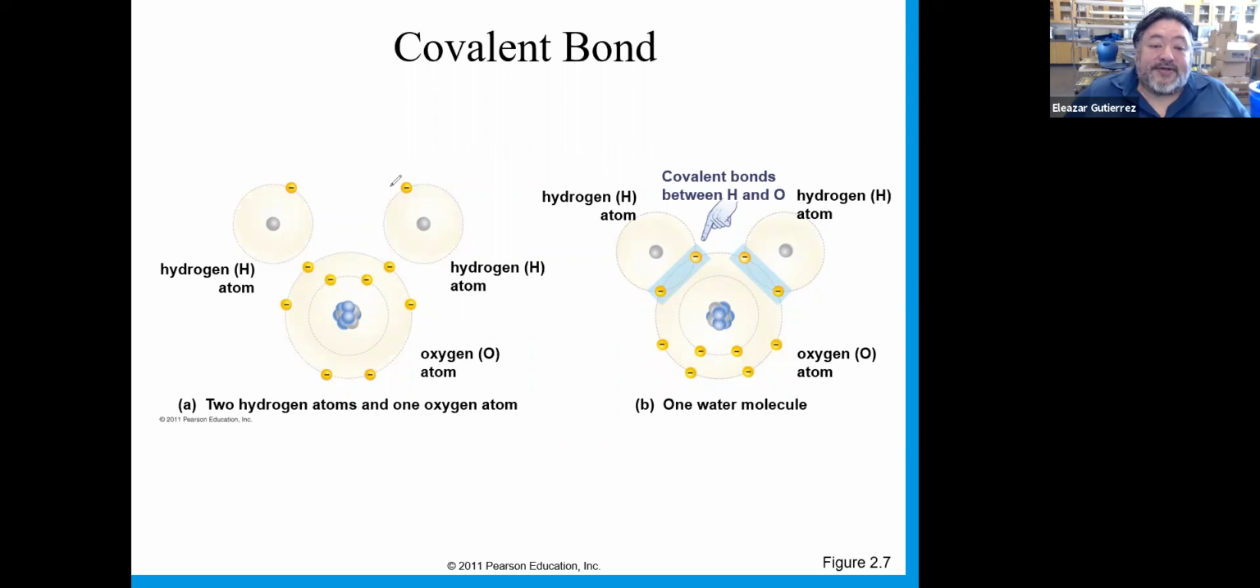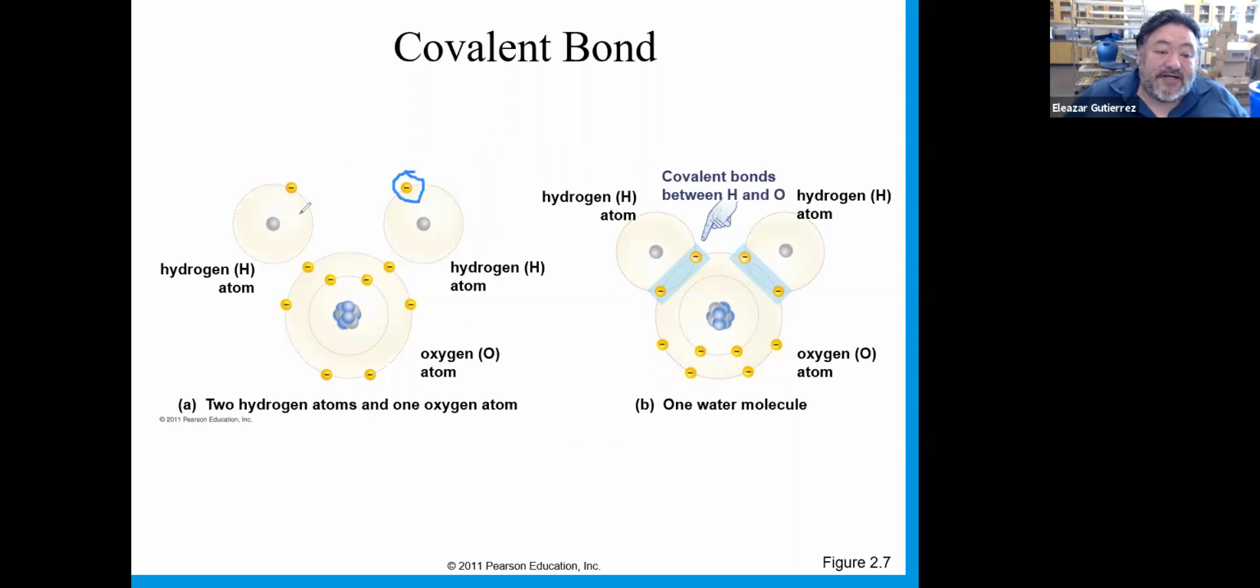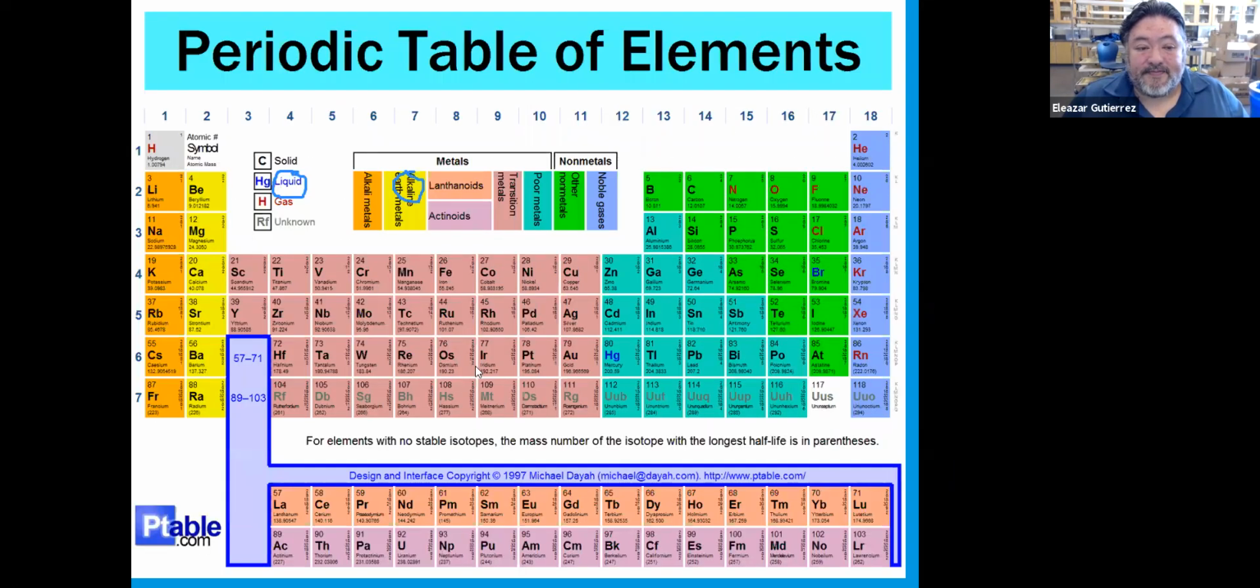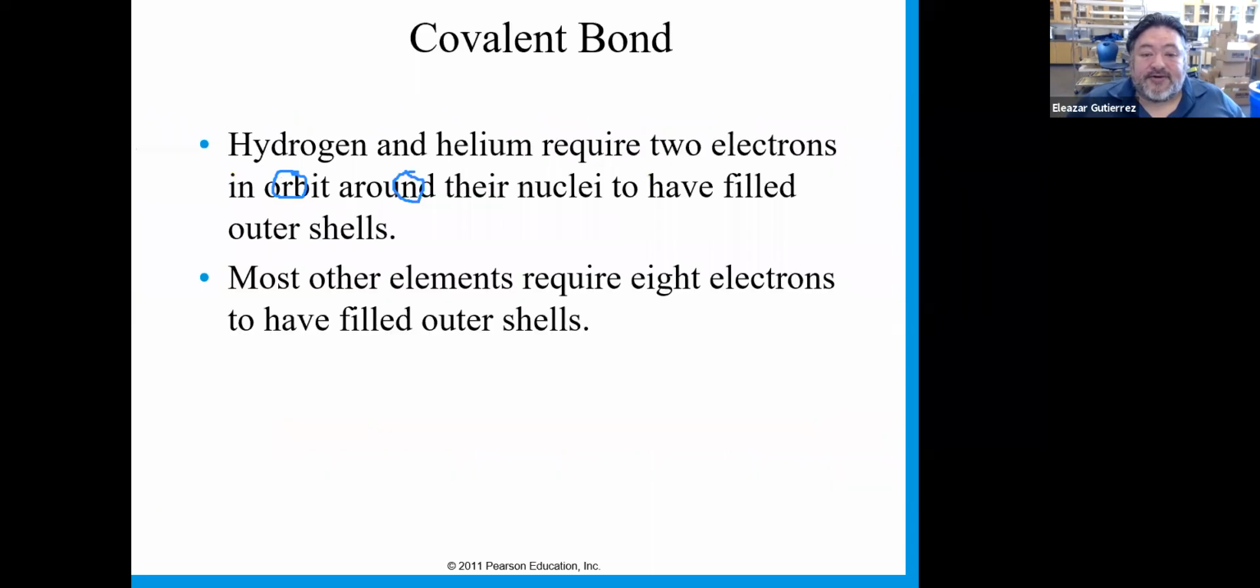Okay, so how many valence electrons does hydrogen have? It has one. There it is. How about this hydrogen? Well, it has one. There it is. How many valence electrons does oxygen have? Well, let's take a look at our periodic table. Here's oxygen. So you go 1, 2, 3, 4, 5, 6. So oxygen has 6 valence electrons. Okay, let's go to it.